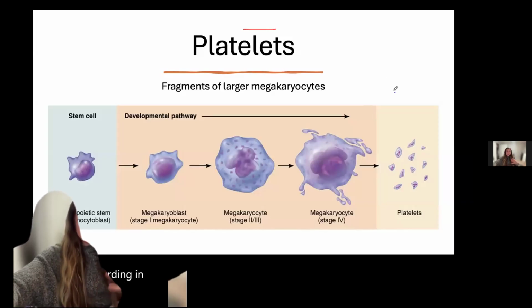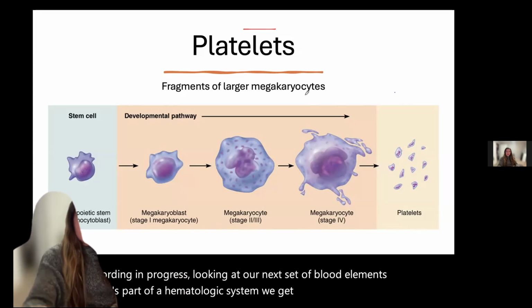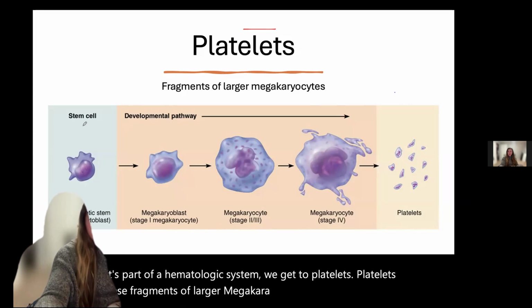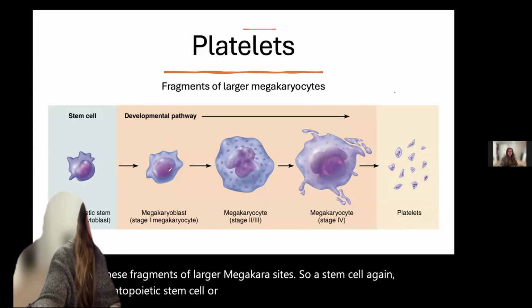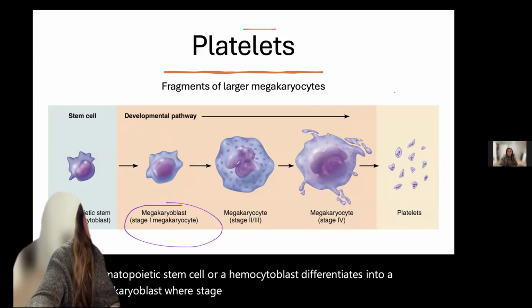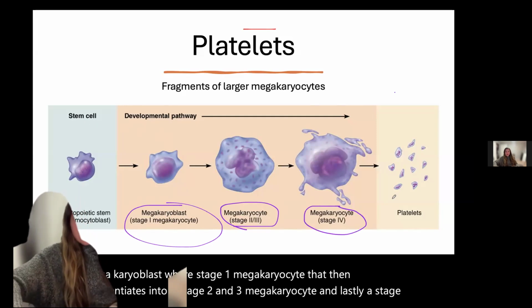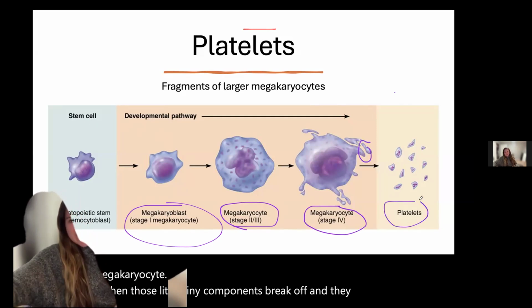Looking at our next set of blood elements that are part of the hematologic system, we get to platelets. Platelets are fragments of larger megakaryocytes. A hematopoietic stem cell, or hemocytoblast, differentiates into a megakaryoblast, or stage 1 megakaryocyte, that then differentiates into a stage 2 and 3 megakaryocyte, and lastly, a stage 4 megakaryocyte. Then those tiny components break off and become our platelets.